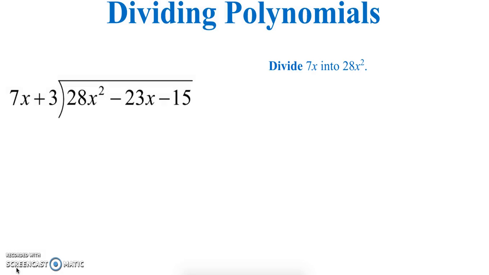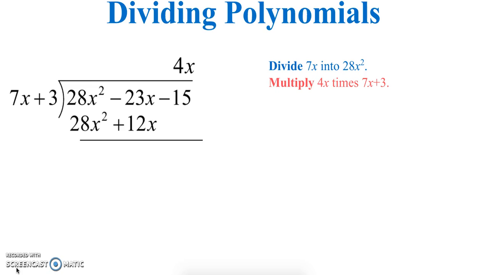So what you're going to do first is divide 7x into 28x squared. Whenever you're doing your division, you're only worried about your x. You don't need to worry about that plus 3. When you do your math, you know that it goes into 28x squared 4x times. Now you multiply 4x by both 7x and the positive 3. You do the math, and there you go.